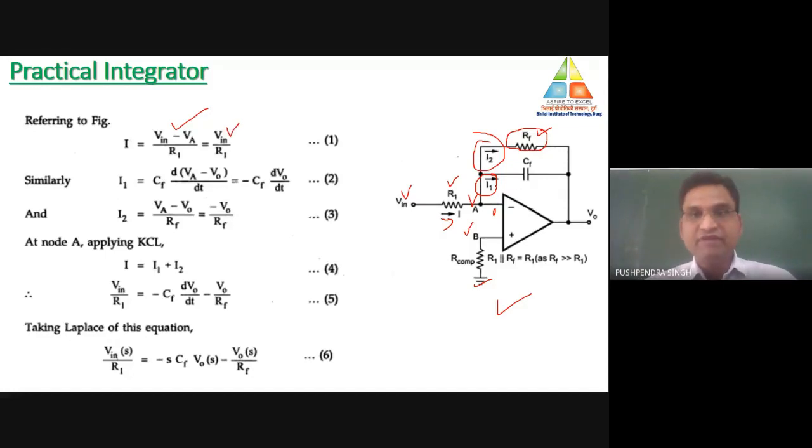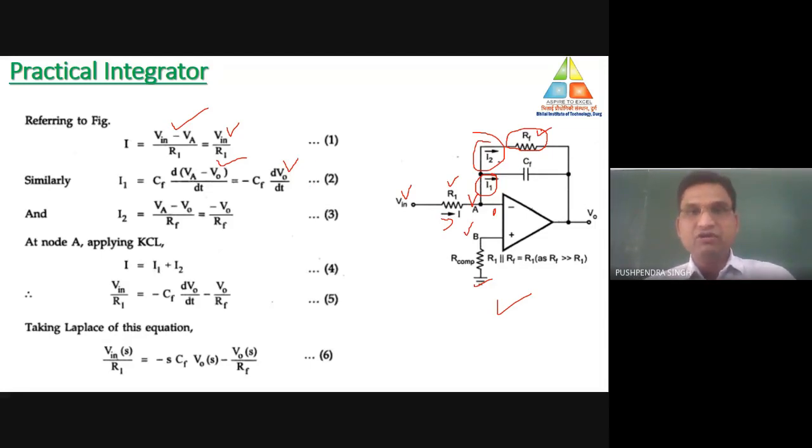Similarly, what is I1? I1 is equal to C times the difference in voltage across the capacitor, VA minus V0. So CF d(VA minus V0) divided by dt. Again, due to the virtual ground concept, VA is equal to 0. So the value of I1 will be minus CF dV0 divided by dt.